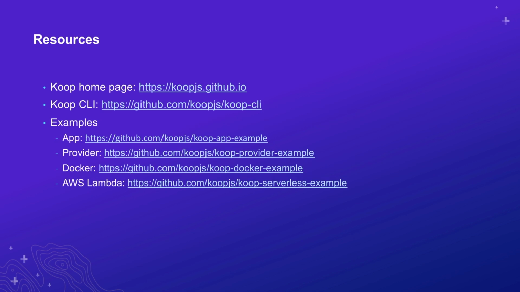If you're looking for some additional resources, please check out the koopjs.github.io homepage. We've got a lot of documentation on there, both on usage and development, that should be useful. Also check out the Koop CLI GitHub page. On the Koop GitHub organization, we have a lot of repository-specific documentation, and you may want to look at some of the example apps.